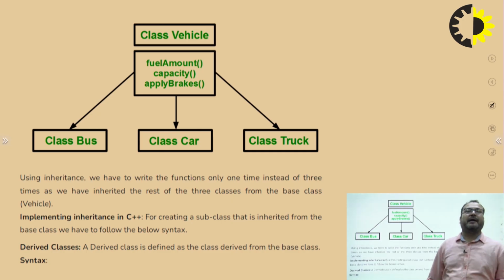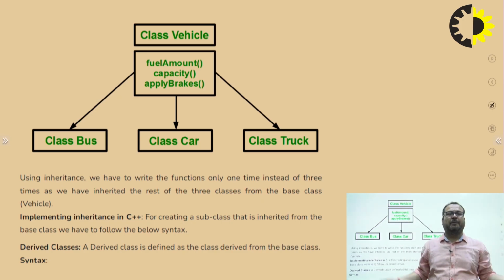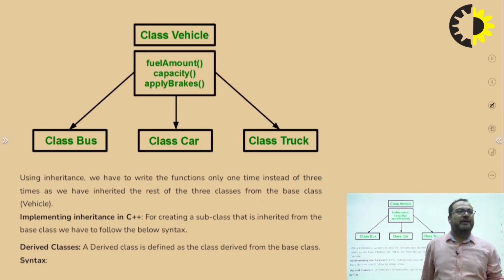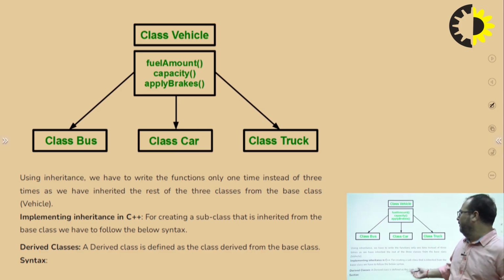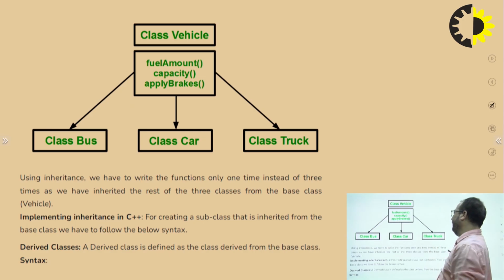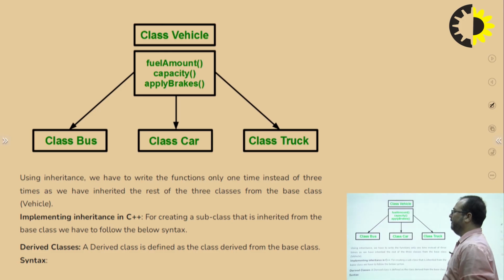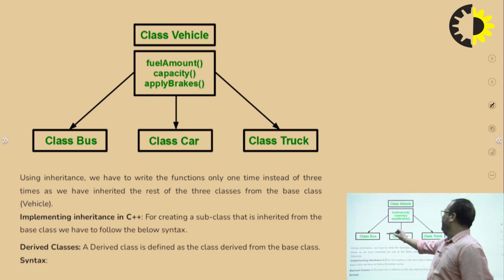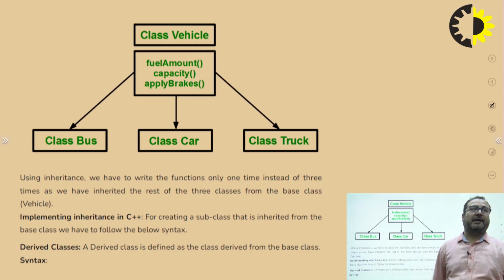So we may categorize the problem into subcategories, and by using the concept of inheritance we can do it more appropriately. So using inheritance we have to write the function only one time instead of 3 times. Suppose there are bus, car and truck, and we know that they all inherit the properties of the vehicle class.